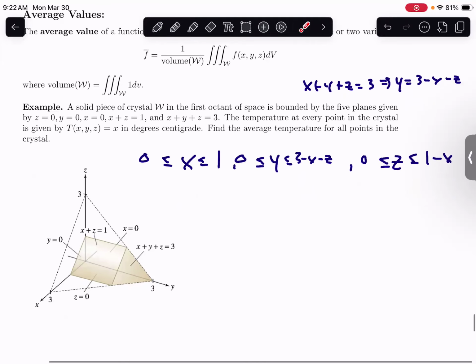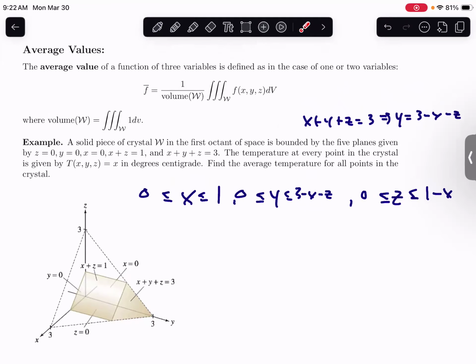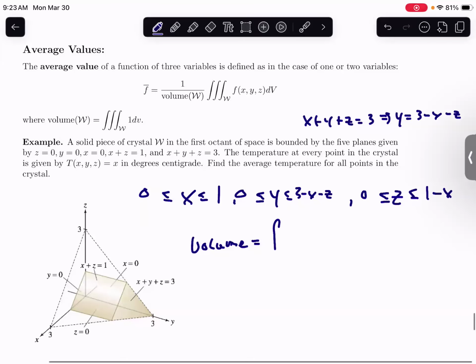Right, so if we want to find the average value, the first thing we're going to do is find the volume, which is the integral of 1 over w. So we have that the volume is equal to the following triple integral. So this is just over 1, and then you have dV.